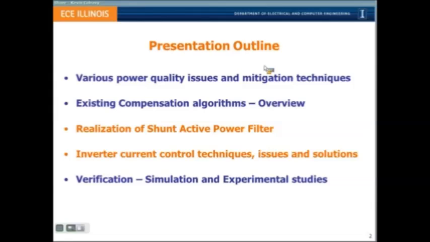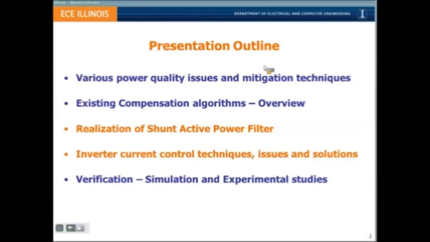And since this is an inverter, obviously the current control technique that is adopted for the inverter is very crucial, and we'd look at some of the current control techniques and how some improvements can be brought about in multi-level power converters. And we'd look at some of the issues that arise out of certain topologies of the inverter, and we'd look at some of the solutions.